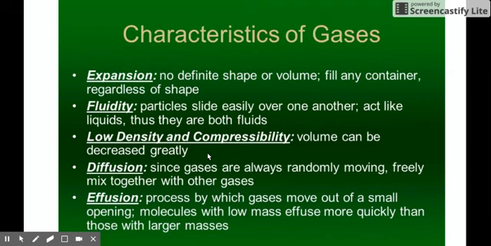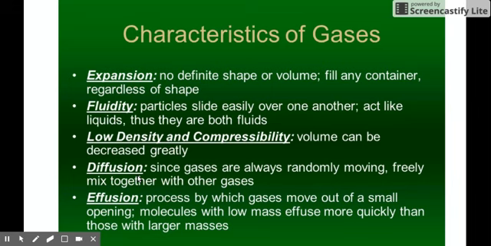That's why gases cannot be seen. Volume can be decreased greatly because of their big space from one another. And they diffuse and effuse. If you remember, diffusion means gases are always randomly moving, freely mixing together with other gases. Effusion, on the other hand, is the process by which gases move out of a small opening. There's a tiny hole where gases escape, and gases that are small and light effuse more quickly than those with larger masses at the same temperature.